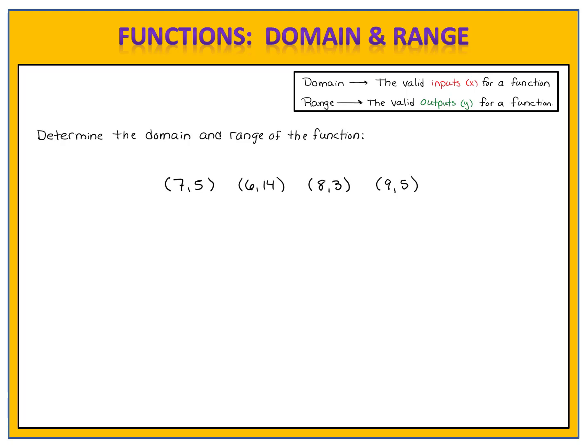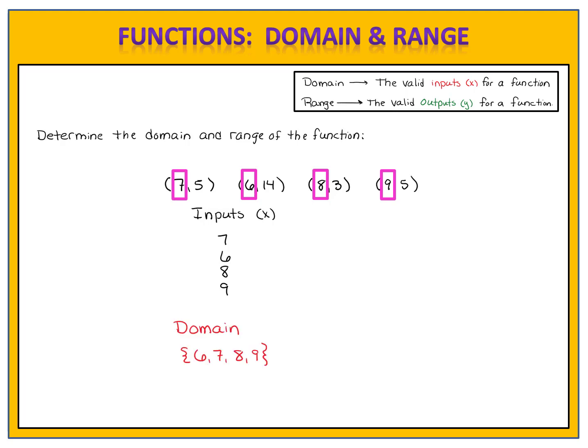Let's compare answers. We know that the domain is the set of inputs. We have four inputs in this function, 7, 6, 8, and 9. Those four inputs make up the domain. The domain is the set 6, 7, 8, and 9.